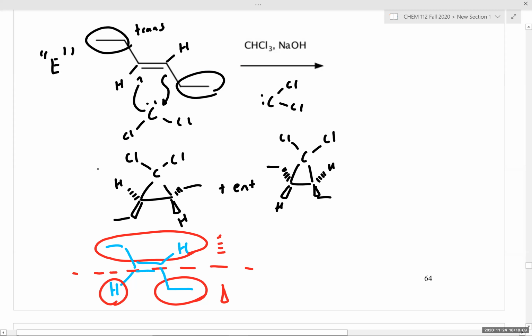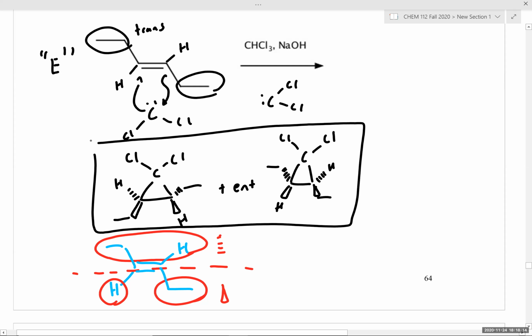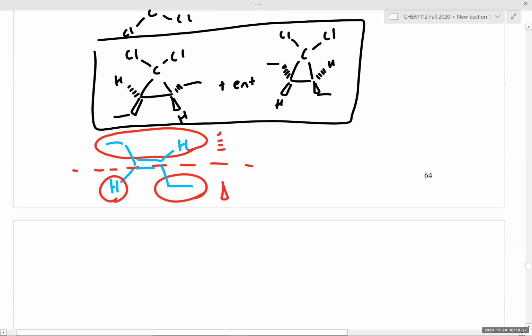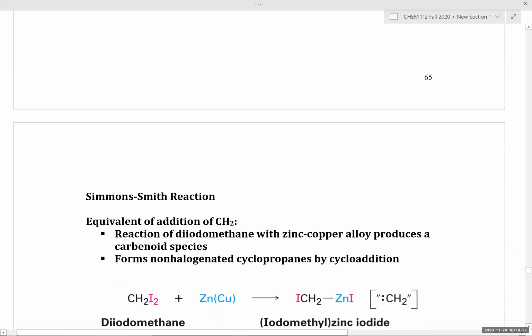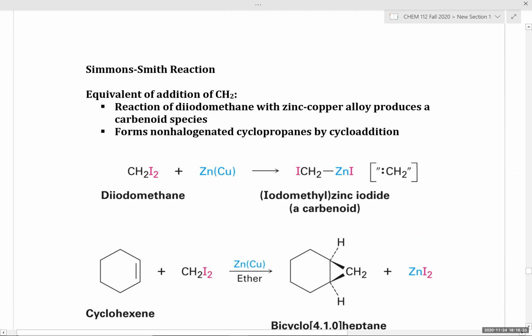Okay, so we see we've generated the two following enantiomeric products. Does that make sense to everyone? Perfect. So let's keep going now. And let's talk about another reaction that can generate cyclopropanes through a carbene intermediate.